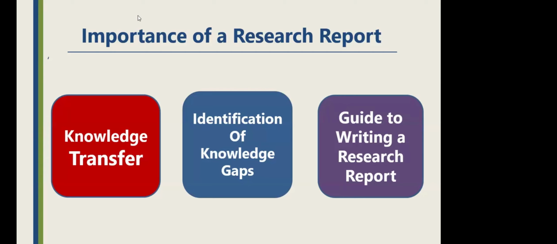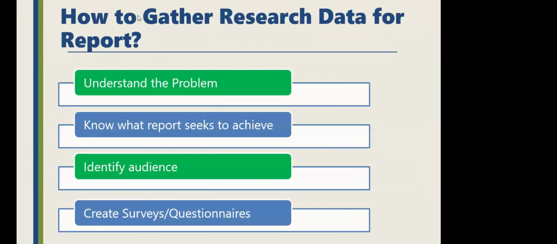And next is to guide the writing of a research report. It provides a structure for future researchers to follow. Say, for example, a well-written report on, say, marketing trends could guide other researchers who are following you on how to organize their findings, how to bring out their methods, and how to conclude it. So it gives a guideline to future researchers. So these are the main importance of a research report.